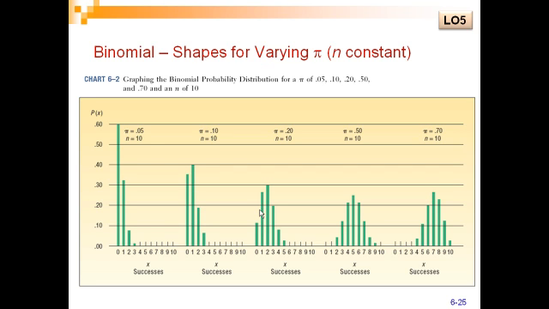Several additional points should be made regarding the binomial probability distribution. Look at this graph representing the binomial probability distribution for a pi of 0.1 and an n of 7, 12, 20 and 40.